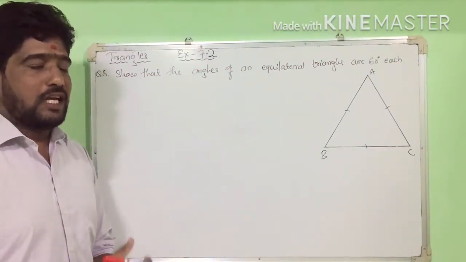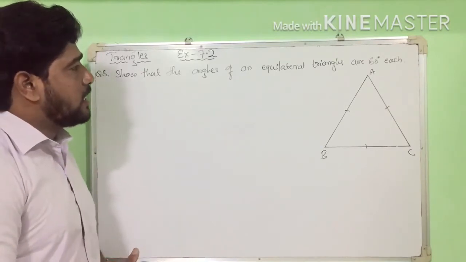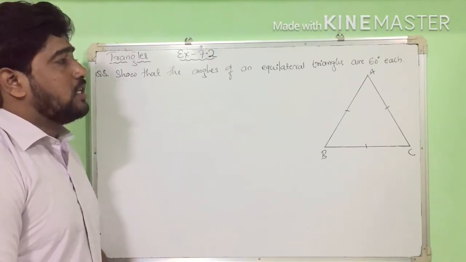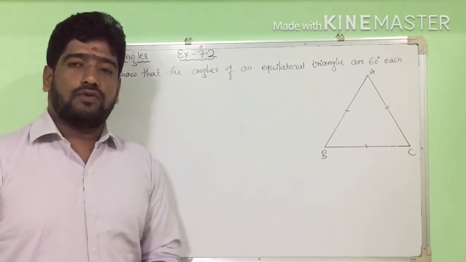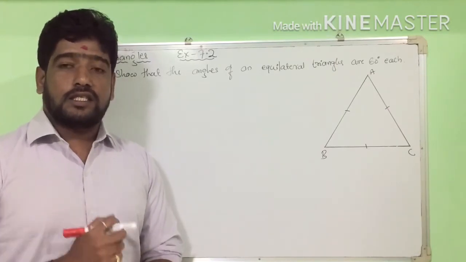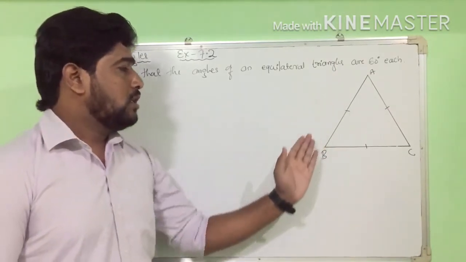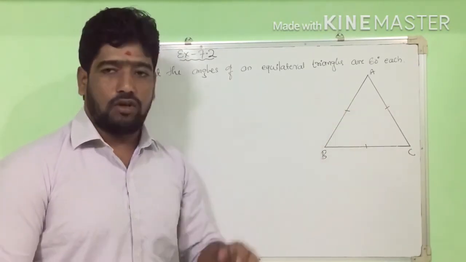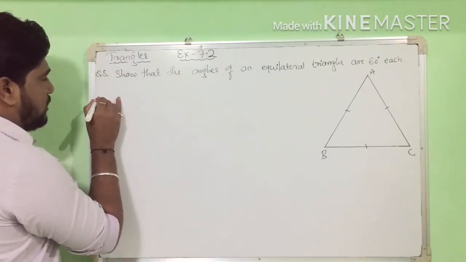Well students, the last problem here: show that the angles of an equilateral triangle are 60 degrees each. So here we want to show that in an equilateral triangle, the interior angles are 60 degrees, right? So here ABC is an equilateral triangle and all sides are equal here, right? So let me solve here.